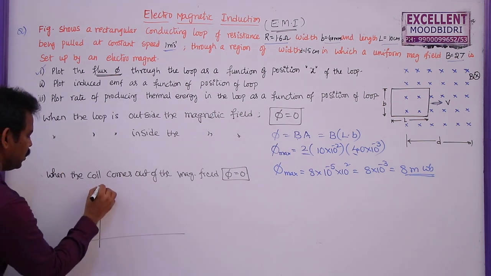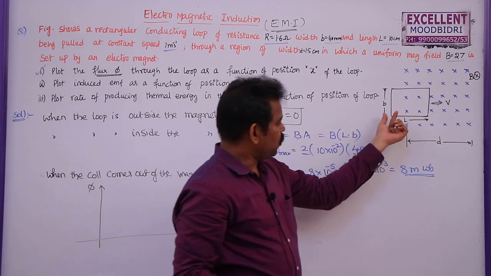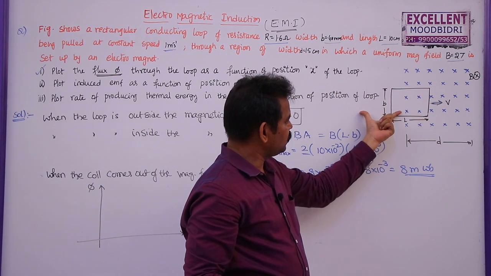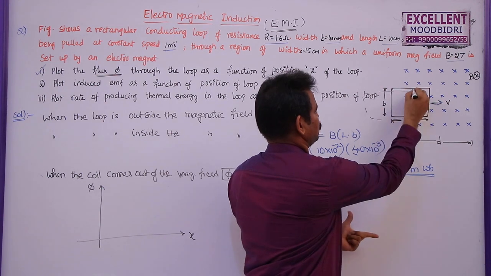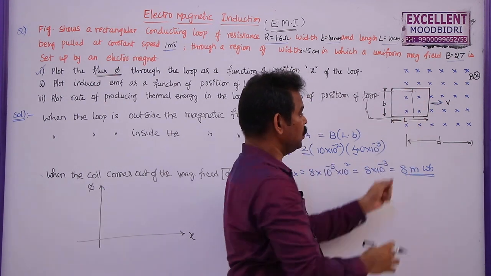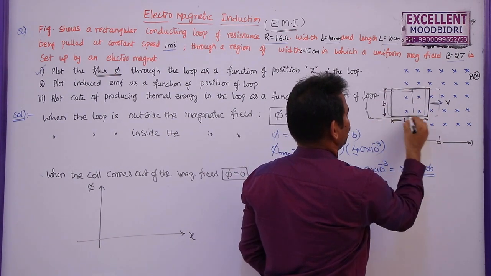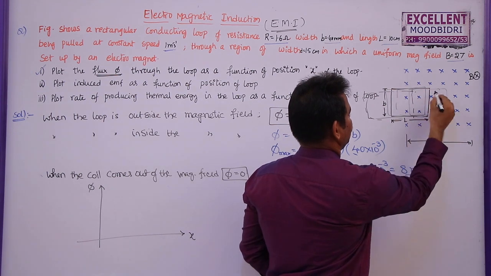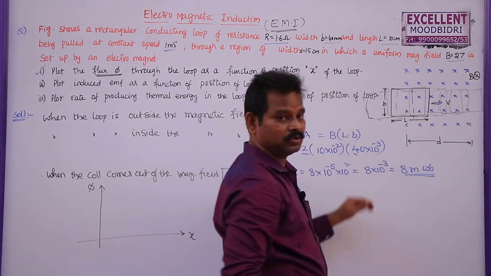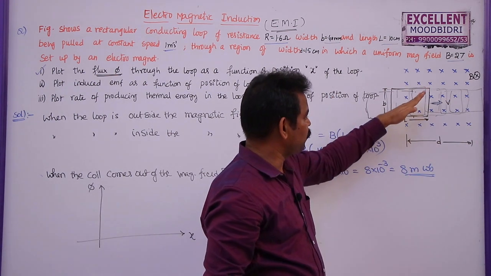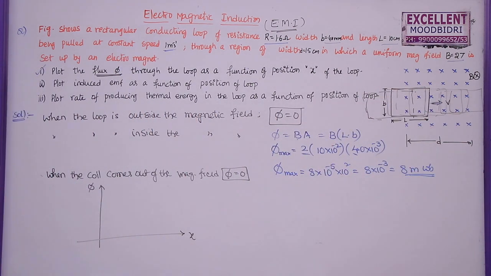This is the first one. I am taking flux as a function of x. When it is outside, flux is 0. When it enters the field, some flux passes through this position of the coil, so the flux gradually increases. When the coil reaches here, the flux is more. When it comes here, the flux is maximum, and here the flux will be constant. Once again the flux reduces. So the flux gradually increases from 0 to a maximum value, then it is constant and then decreases. So what is the nature of the graph?